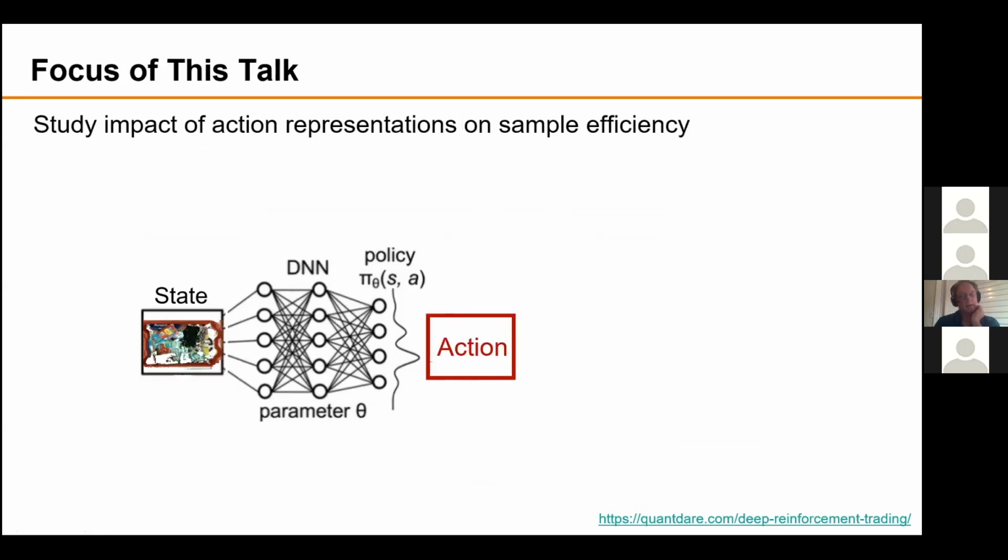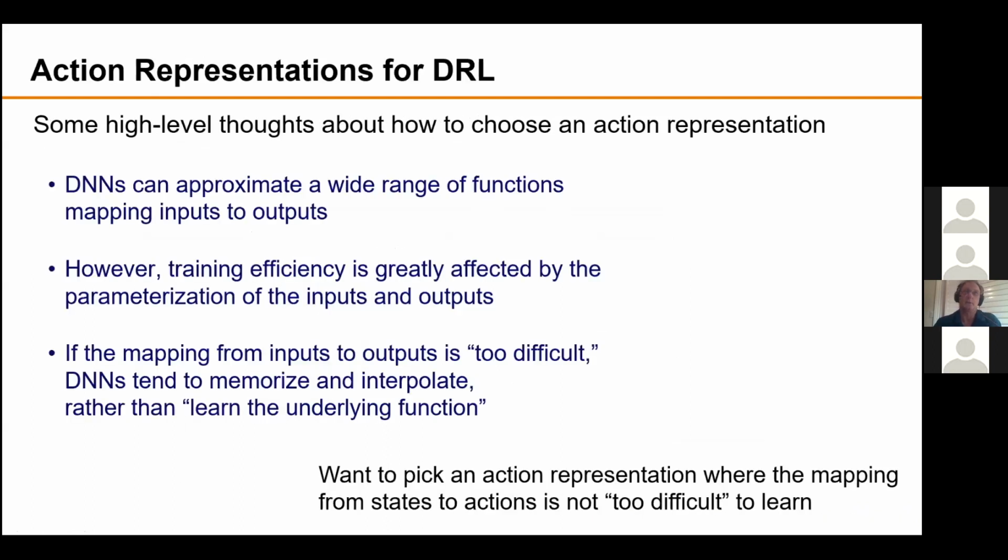Okay, and in particular in this talk, I'm going to focus on what is the representation of actions we should use in that setting. It's going to turn out that the parameterization of actions really affects the sample efficiency of training and the ability of an agent to learn. So I'm going to look at that. I'll start with some very high-level thoughts about how to choose an action representation, and then I'll talk about a specific proposal and show some experiments with it.